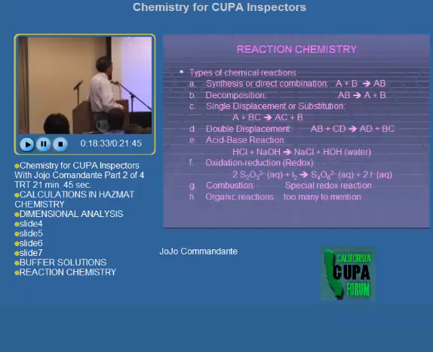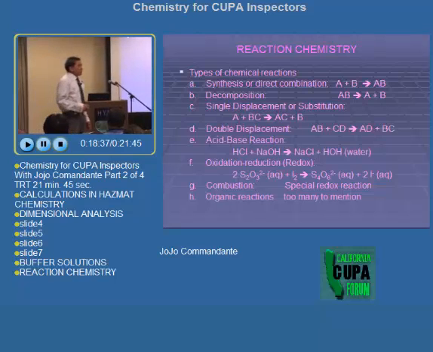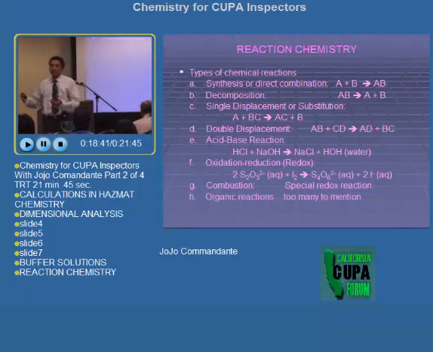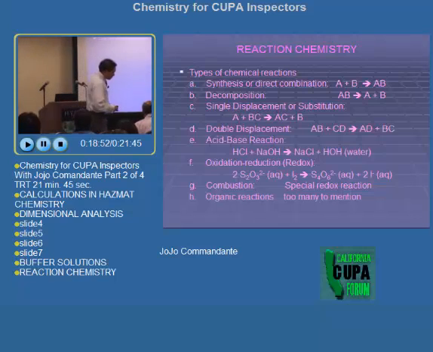Now we go to the reaction chemistry. As CUPA inspectors, if you're inspecting a facility and you come across something steaming, then there must be some reaction going on. It's better to know the types of chemical reactions. Now, listen. There's a large diversity of chemical reactions, so there are overlapping ways of classifying them. This is just one of the ways of classifying them.